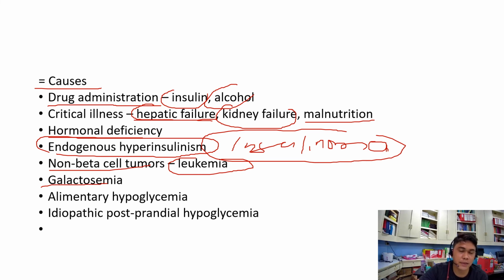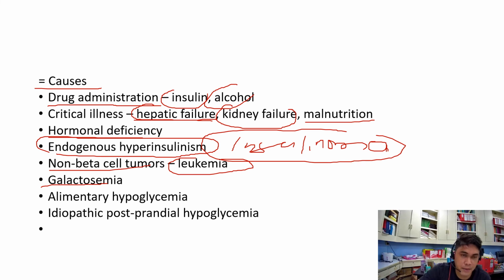Then galactosemia. For galactosemia, the body cannot convert galactose to glucose. Galactose is present in dairy products or milk. So the body cannot convert galactose to glucose, so there will be a decrease in glucose concentration.